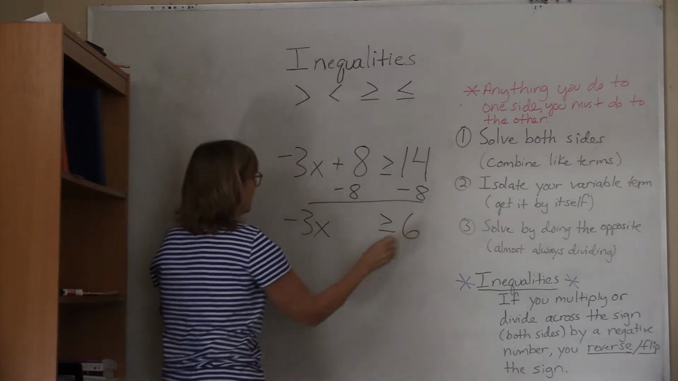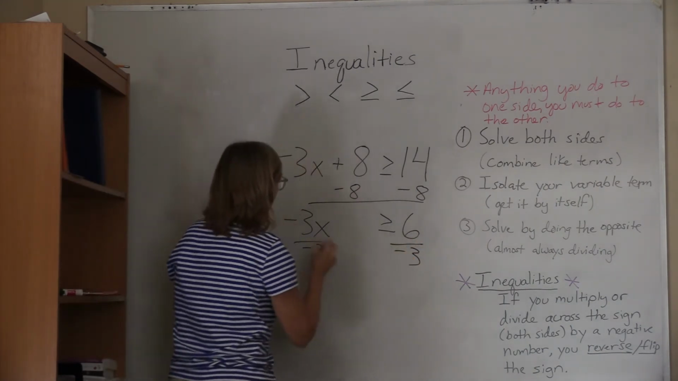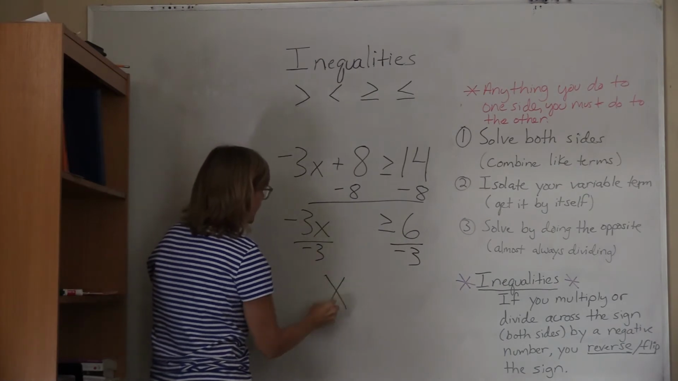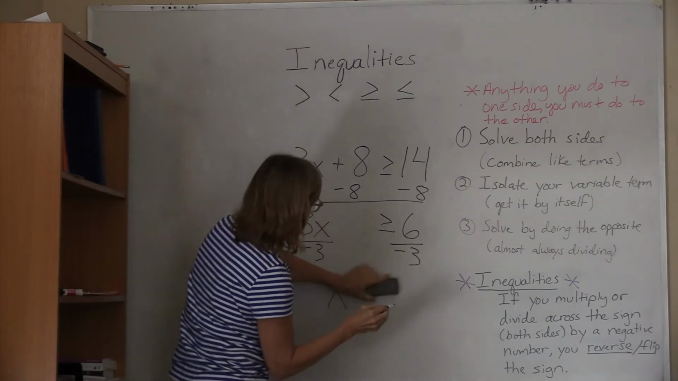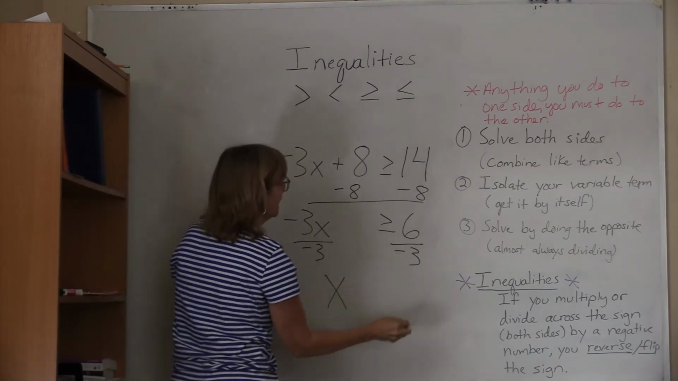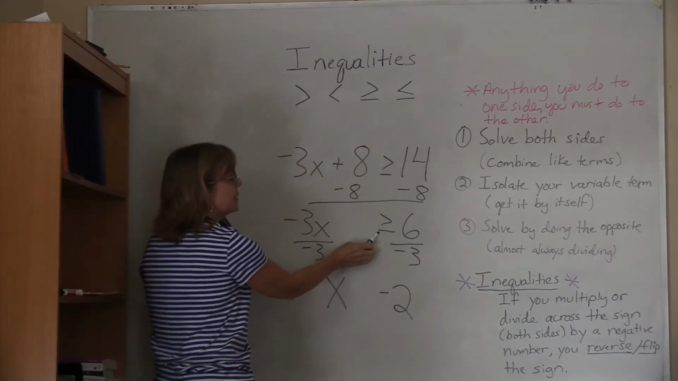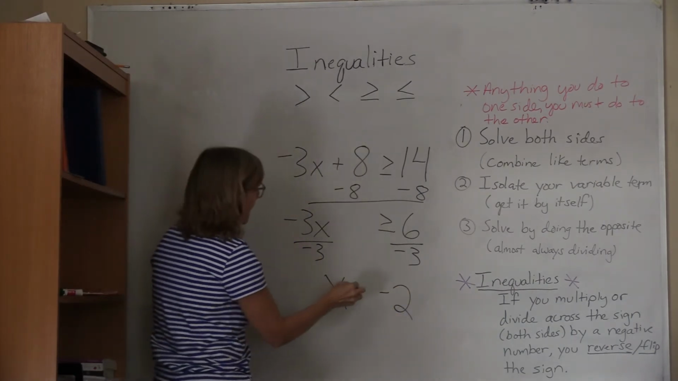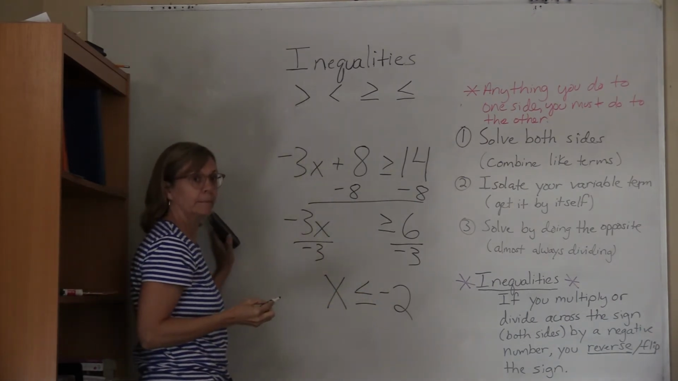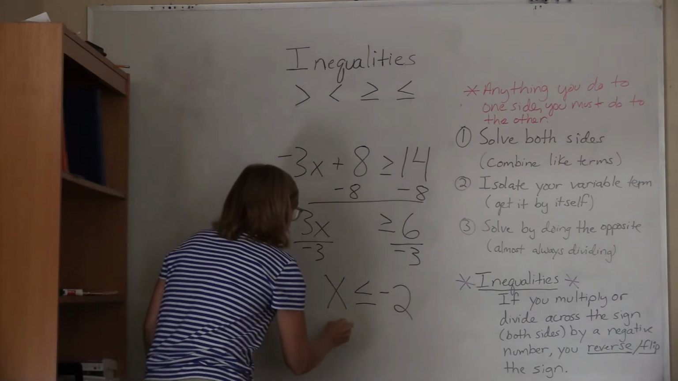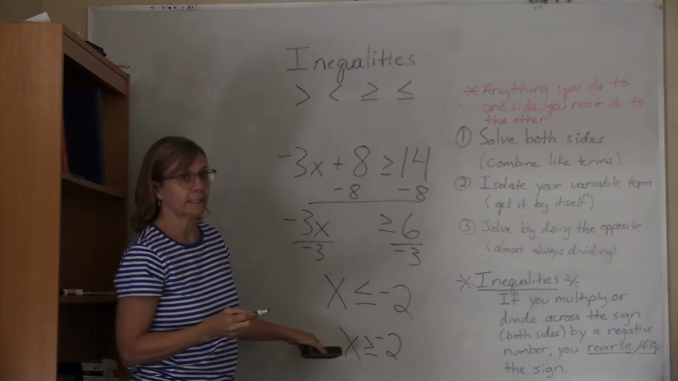Last step, do the opposite, divide by negative 3, divide by negative 3, that becomes 1, so x is greater than or equal to 6, oopsie, that's not what I want to do, I apologize. 6 divided by negative 3 is negative 2, so because I divided both sides by a negative sign, I must reverse the sign. I guarantee that will be one of your answer choices, okay?